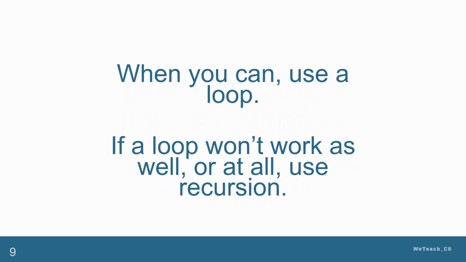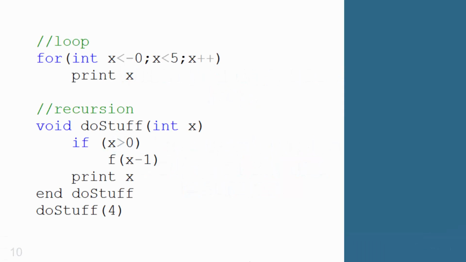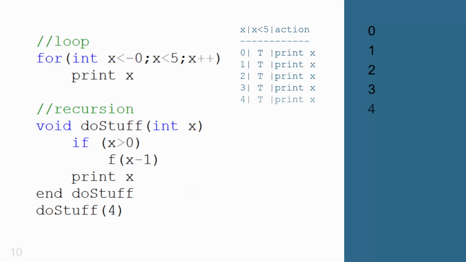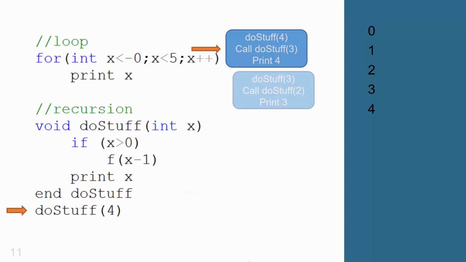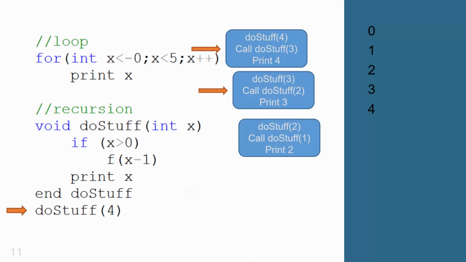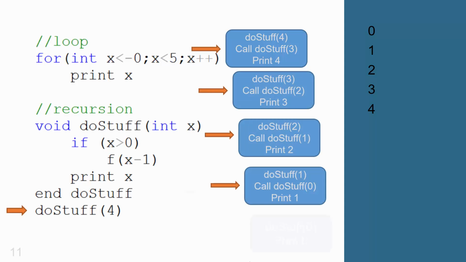Otherwise, use recursion. Let's compare a loop and a recursive process that accomplish the same thing. This loop outputs the values 0 through 4. Using a tracing chart, you can track the action of the loop as you see here. The recursive process does the same thing, but in a different way, stacking up method calls, using up memory to achieve the same result.